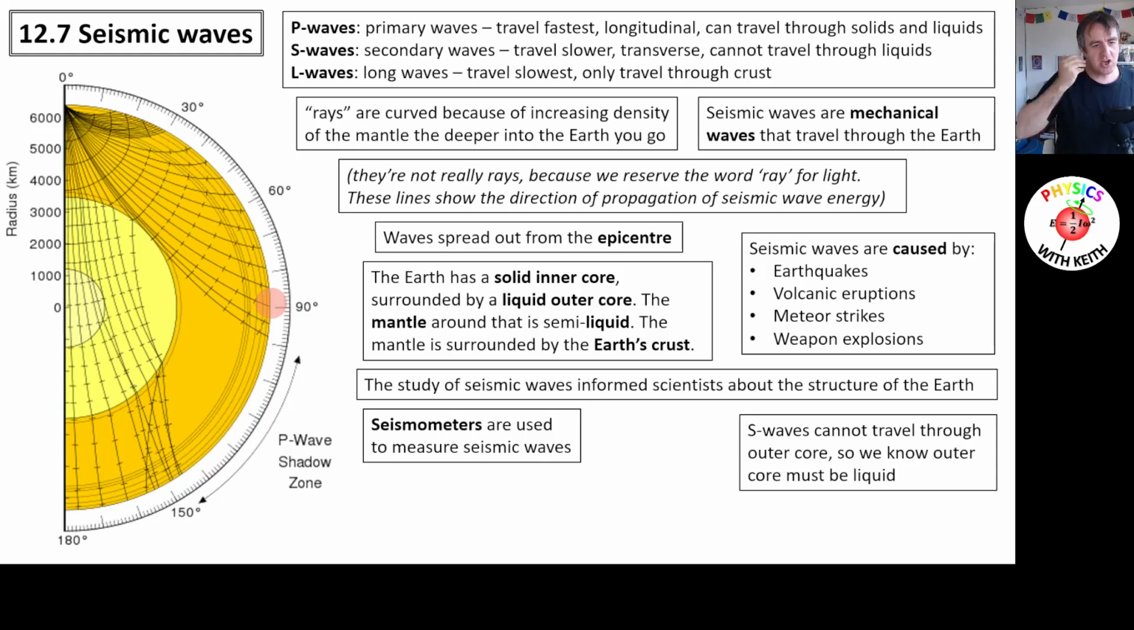But you do get pressure waves where it gets higher pressure, which pushes against the bit on the other side, and so on. So you do get longitudinal waves. You do get P waves travelling through liquids. But you can't get S waves.